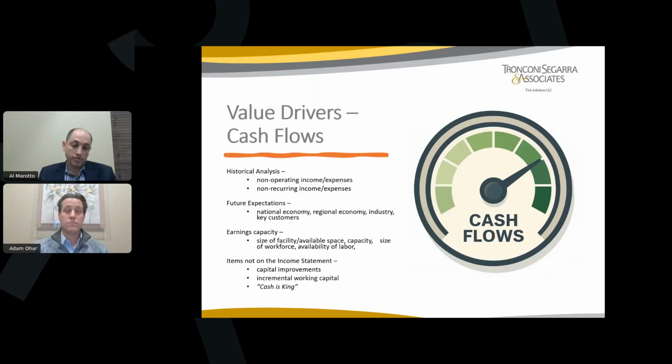So let's start with the first value driver, that's cash flow. What do we generally look at from a business valuator's perspective when we're trying to value a business? We start with the first third of our formula, cash flows. And what you should keep in mind as the business owner or as a person looking to acquire a business is those 4 items I've bulleted there.